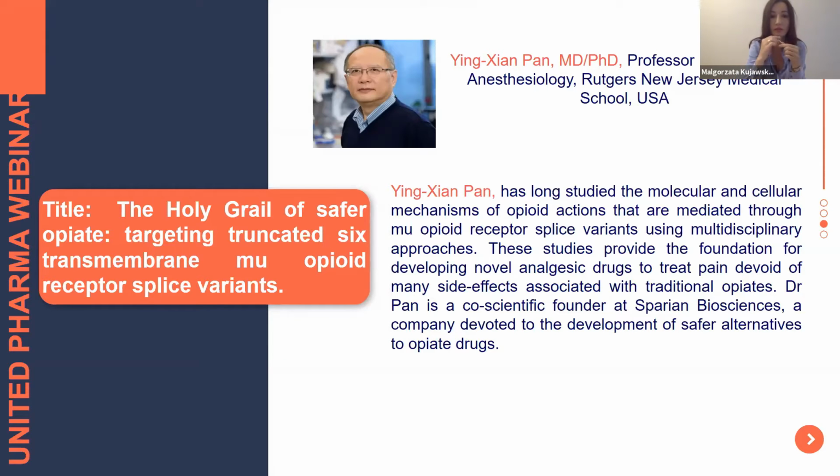Today, the title of his presentation is The Holy Grail of Safer Opioid: Targeting Truncated 6 Transmembrane Mu Opioid Receptor Splice Variants. So please welcome Professor Pan, and we are ready to hear and watch your presentation.